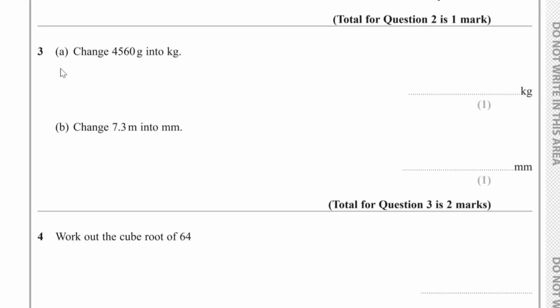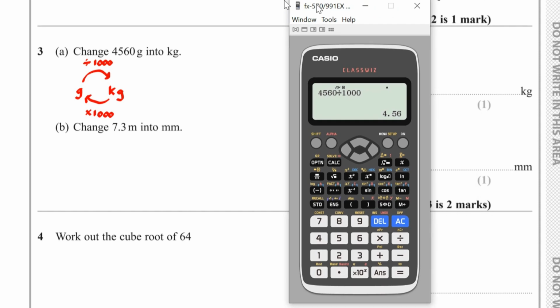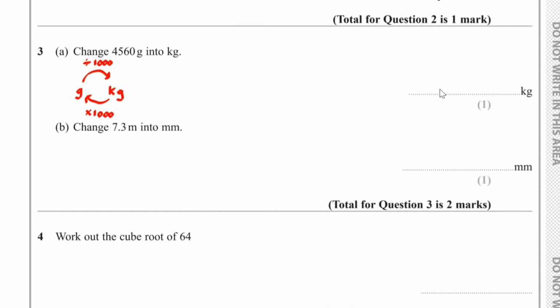Question number 3. For part A, we have to change 4,560 grams into kilograms. Well, we've got grams and we've got kilograms. To go from grams to kilograms, we divide by 1,000, and kilograms to grams, we times by 1,000. And so if we work out 4,560 divided by 1,000, it turns out we get 4.56, and therefore we have 4.56 kilograms.